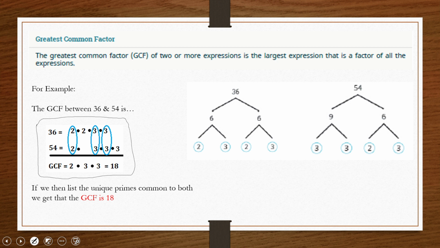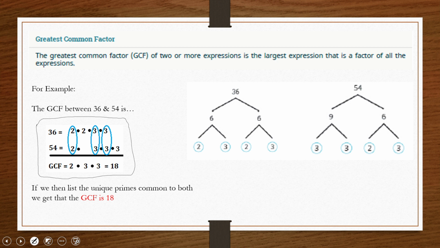I have at least one pair of 2's in common. I have a couple of pairs of 3's in common. And notice that each of those pairs is only listed once to create the GCF. So the product of those common factors tells me that the greatest common factor between 36 and 54 is 18.